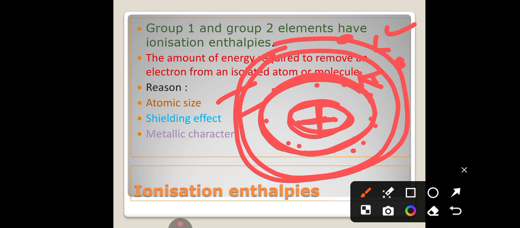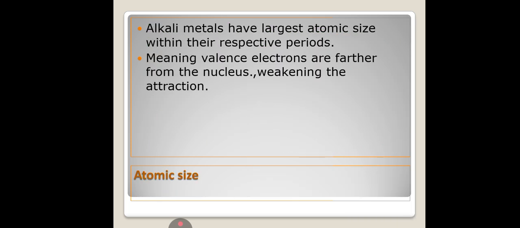When the shielding effect is stronger, ionization energy is very less, because the electrons will be very loosely placed in their orbit, and the attraction between the nucleus and the outer orbit will be very less. That's the reason why electrons will be easily knocked away. So that's what I've mentioned in these slides. Alkali metals have the largest atomic size within their respective periods, meaning valence electrons are farther from the nucleus, weakening the attraction.